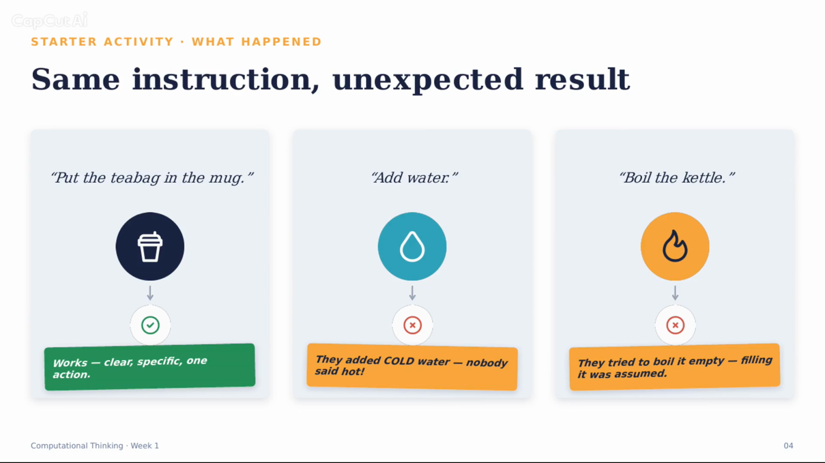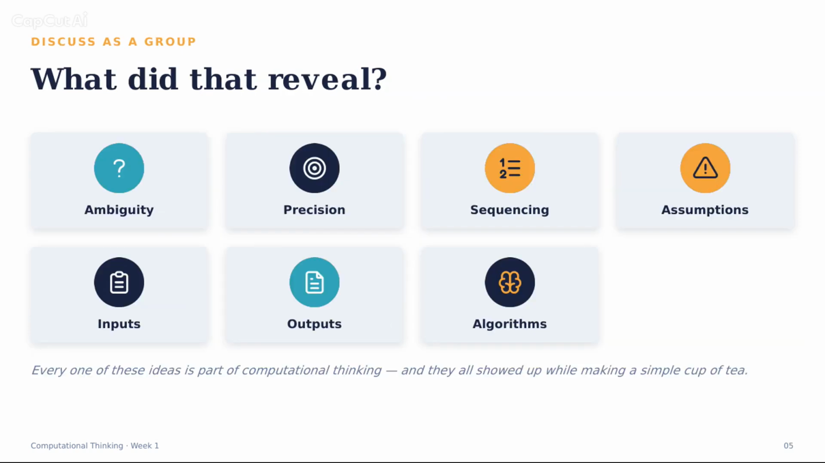That tiny tea-making disaster actually reveals 7 huge ideas: ambiguity, precision, sequencing, assumptions, inputs, outputs, and algorithms. "Add water" was ambiguous. It didn't say hot or cold. We needed more precision, saying exactly what we meant instead of leaving it open to interpretation. We made assumptions the computer didn't share, like assuming everyone knows you fill a kettle before boiling it, and the order, the sequencing of fill before boil, mattered more than we realized.